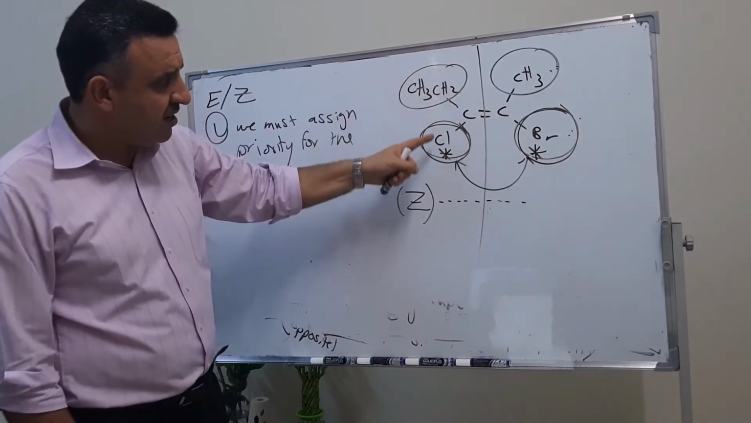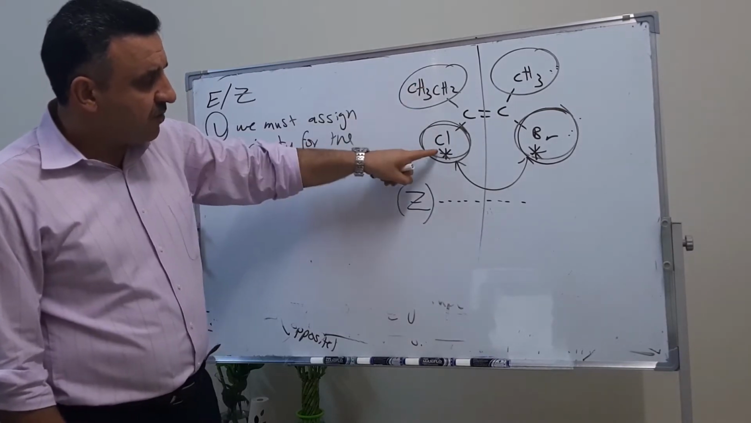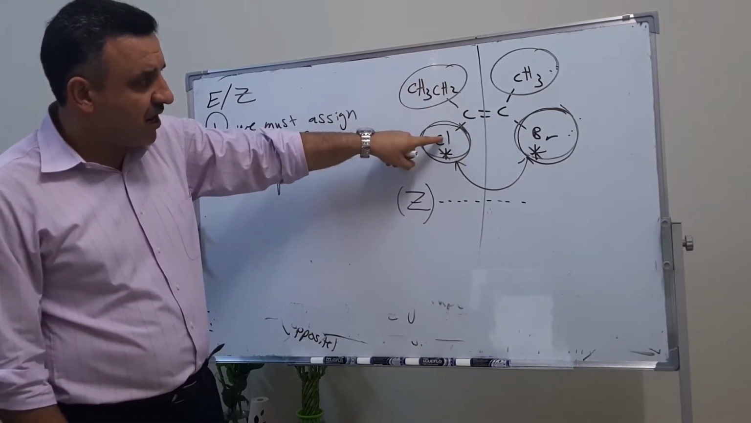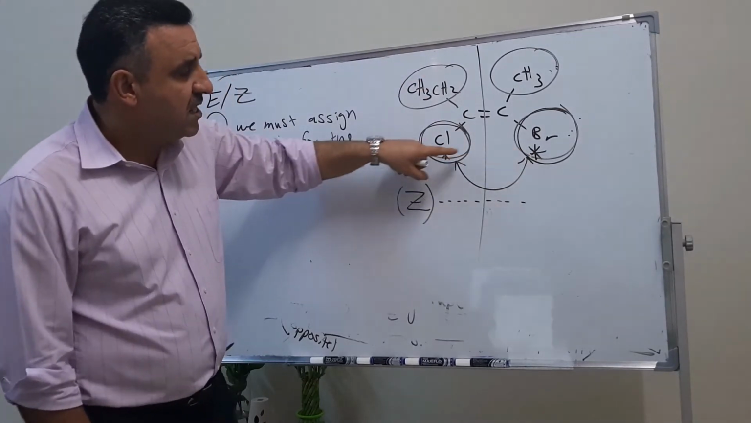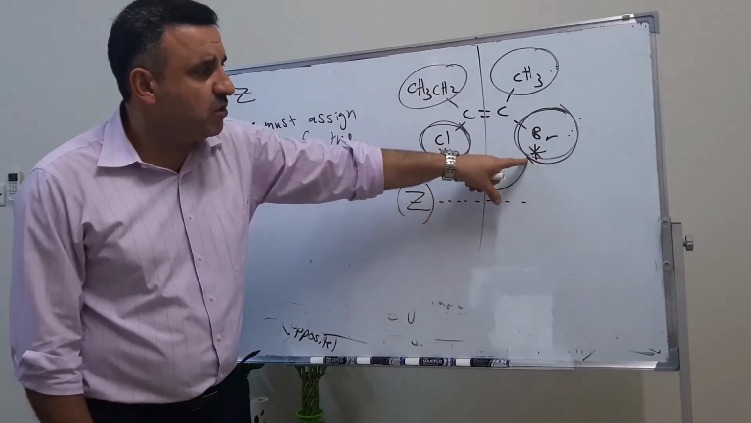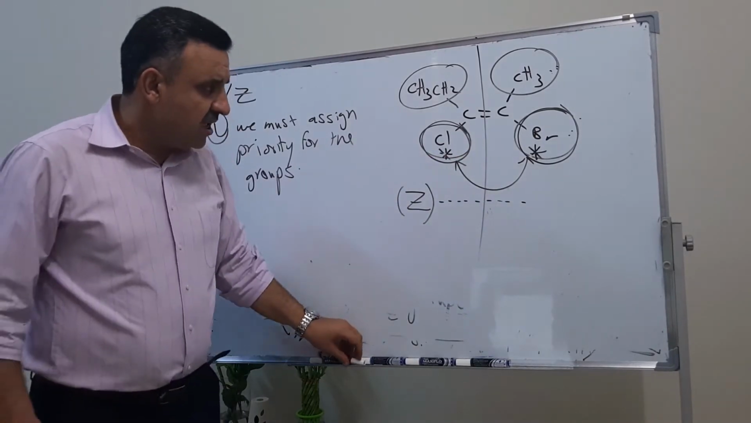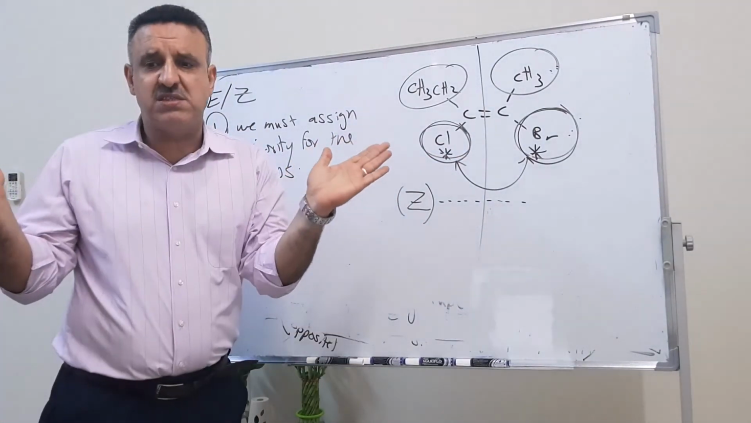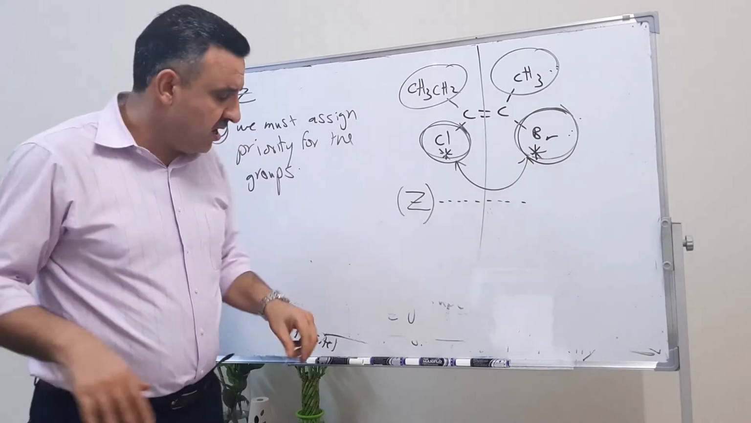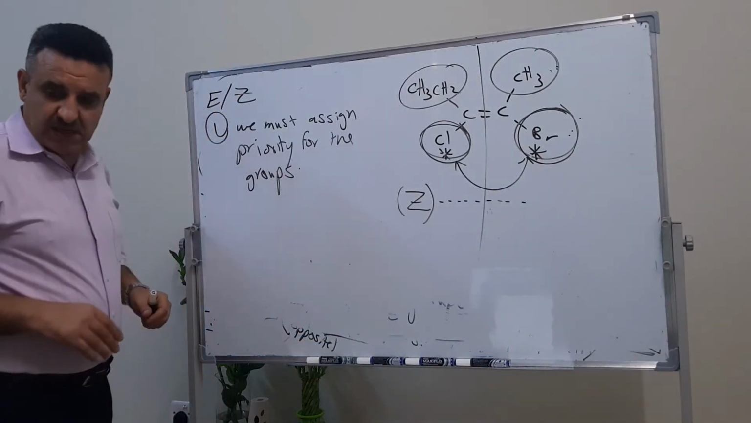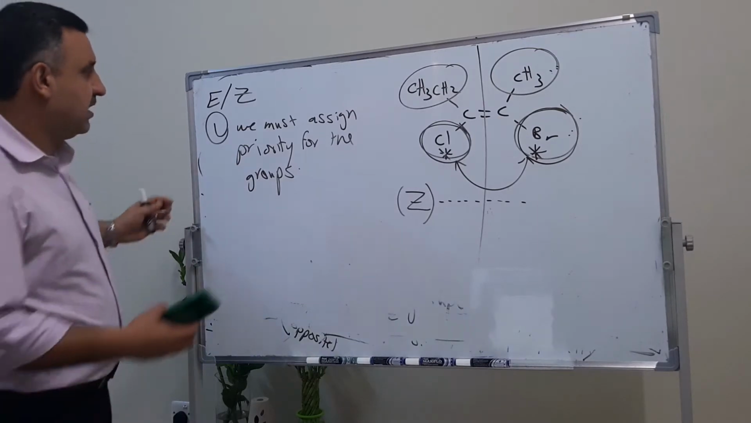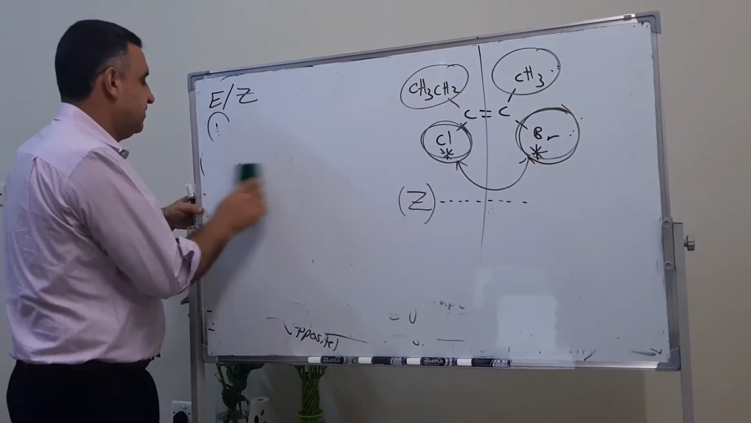Now we turn our attention to the other carbon. Here we again have 2 atoms: chlorine and carbon. Chlorine has higher priority than carbon. When we compare these 2 higher-priority atoms, they lie on the same side, the same plane. Therefore, we assign it the Z configuration.